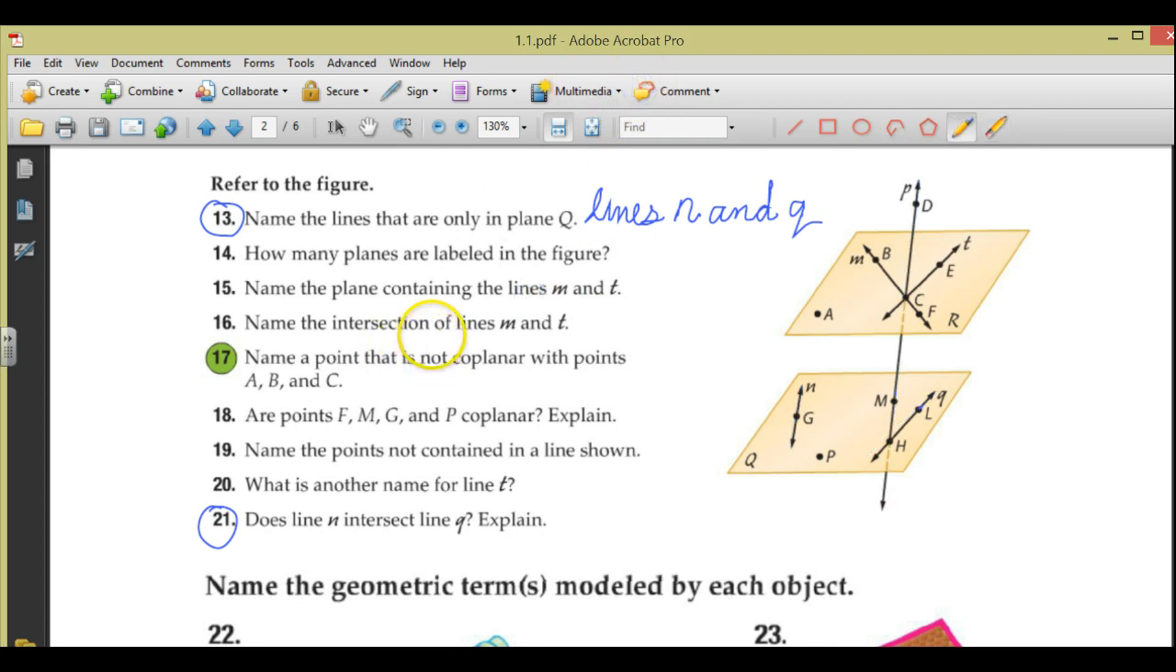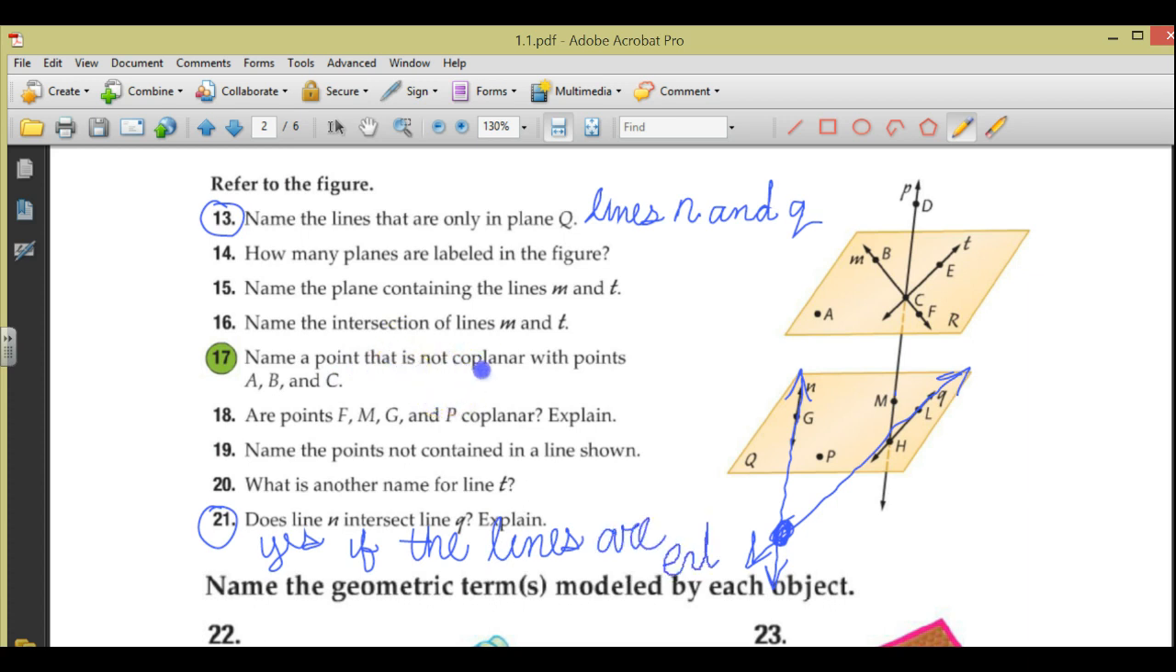So for number 21, does line N intersect line Q? If I extended this line out, because that's what the arrows mean, that it keeps on going into infinity, eventually those lines are going to intersect. Sorry, that's hard to read, but it says yes if the lines are extended.